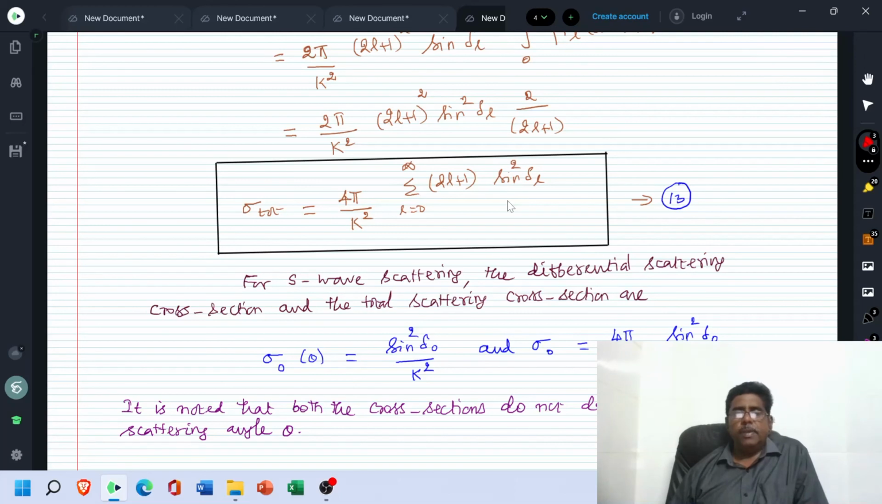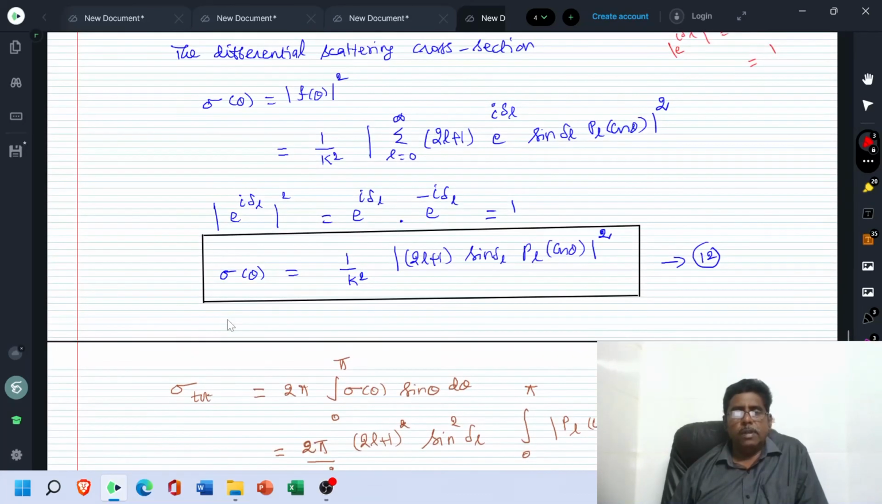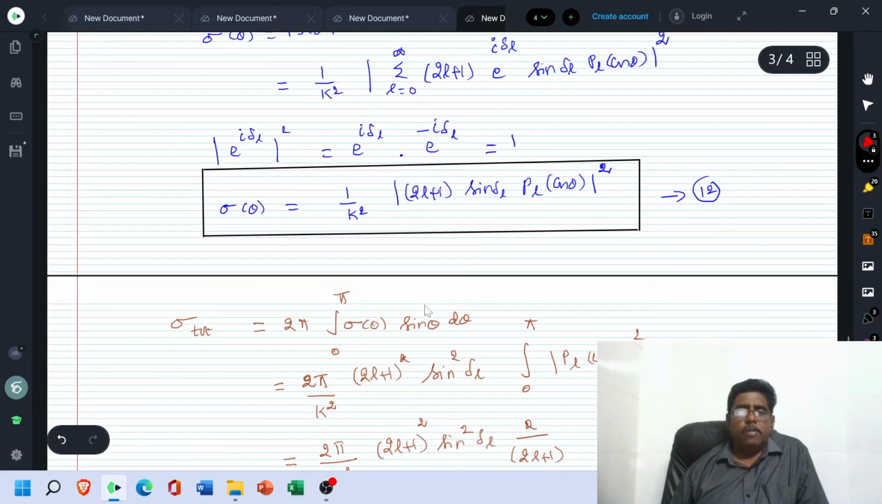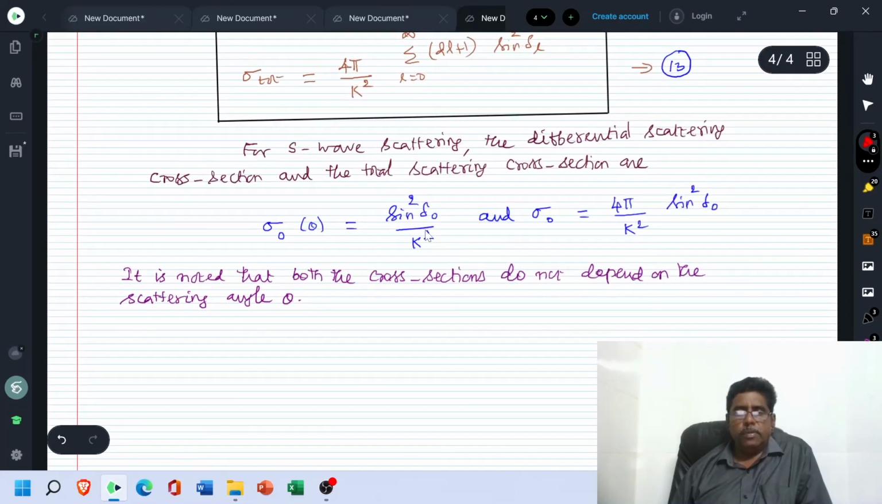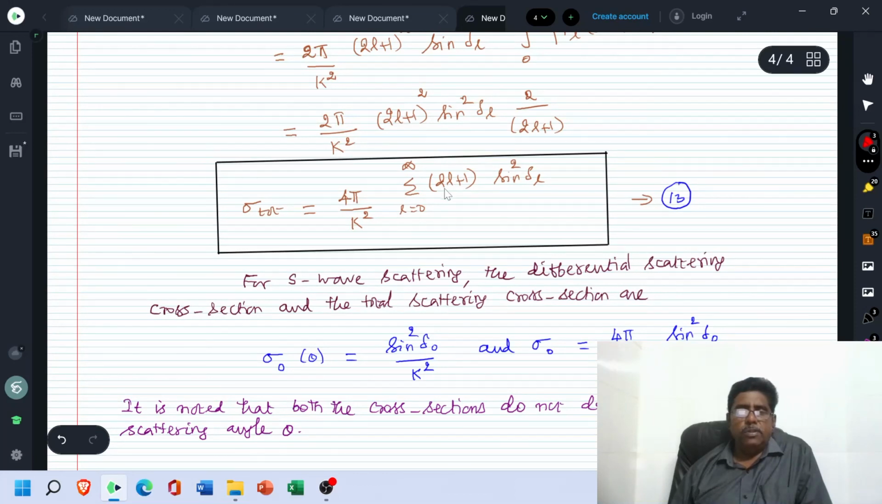For S-wave scattering, the value of the orbital angular momentum number L is equal to 0. Therefore, consider the differential scattering cross section and the total scattering cross section. In the case of the differential scattering cross section, this is the formula for σ(θ). If you put L equal to 0, you get 1/k² sin²δ0. Therefore, sin²δ0/k² is σ0(θ). In the total scattering cross section, if you put L equal to 0, you get 4π/k² sin²δ0.